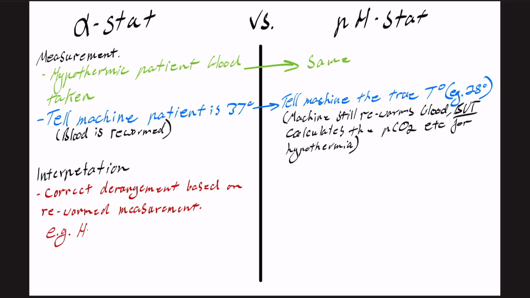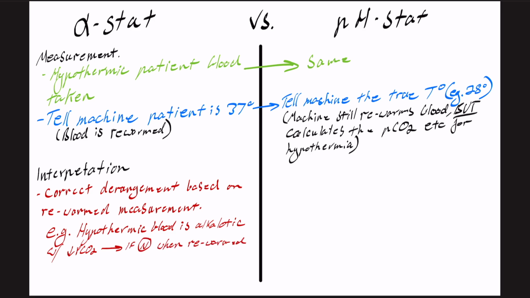For example, we know that the blood coming from the patient will be alkalotic with a low partial pressure of CO2, but then once rewarmed, if the partial pressure of CO2 is normal and the pH is normal, you're not going to change anything that you do for the patient. But if it comes back acidotic or alkalotic, then you would manage the patient accordingly and then repeat the blood test to see whether the changes you've made have resulted in correction.